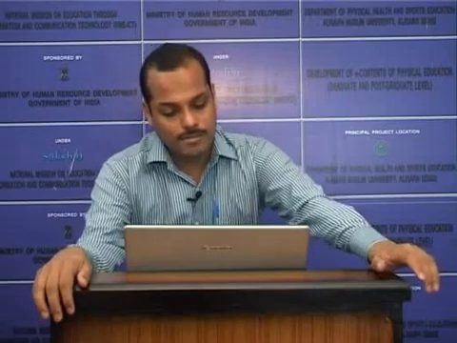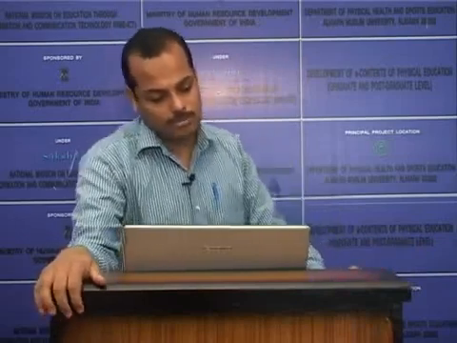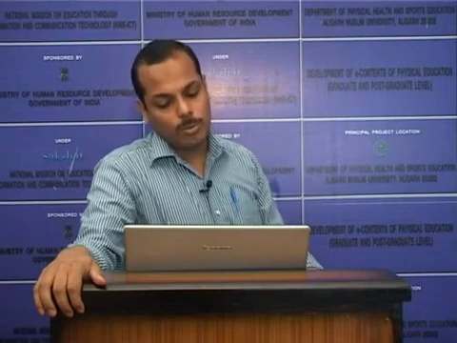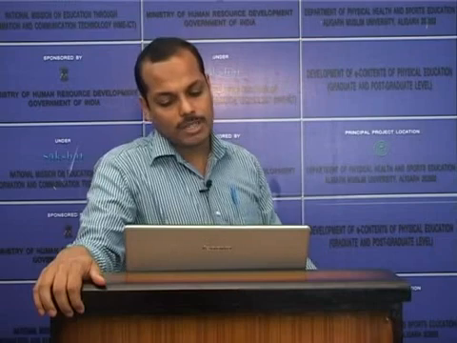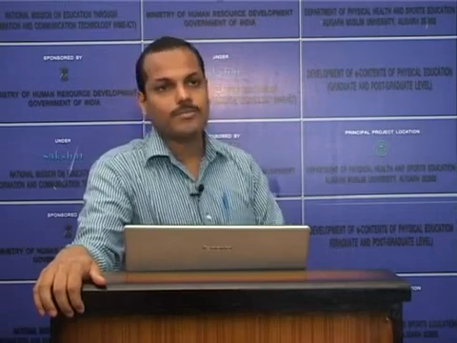Then the descending tracts are the motor tracts. These can be divided into pyramidal tracts and extrapyramidal tracts. The pyramidal tract includes the lateral corticospinal and anterior corticospinal tracts. Then the extrapyramidal tract includes the rubrospinal tract, reticulospinal tract, olivospinal tract, and vestibulospinal tract.